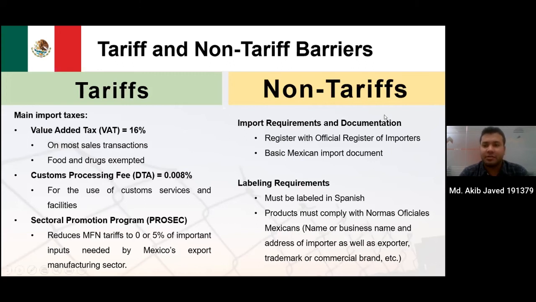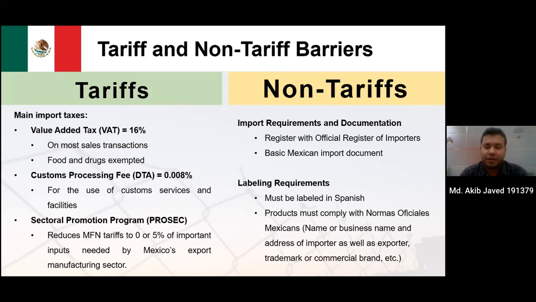Regarding the non-tariff barriers, the important requirements are the documents. It's very simple: the importers must be officially registered. We have to be registered, and everything should be registered there. Then there are the basic Mexican import documents, such as the retail LC, bill of lading, and air waybill. All the documents are very simple, and we need to follow them one by one, step by step.